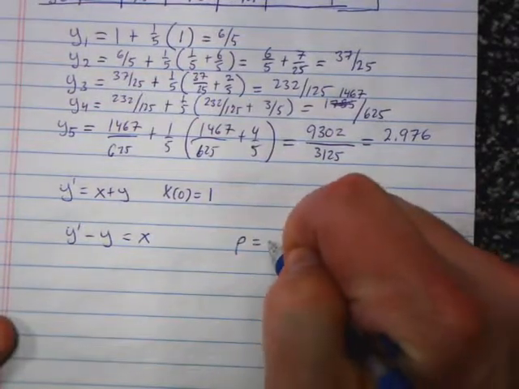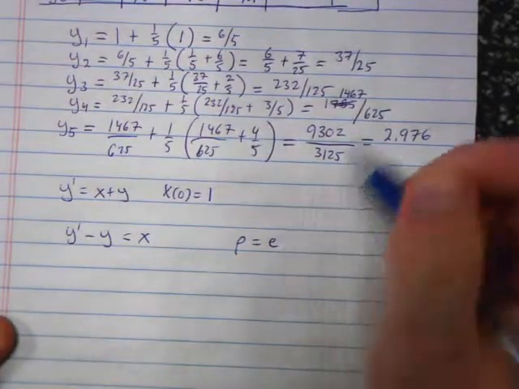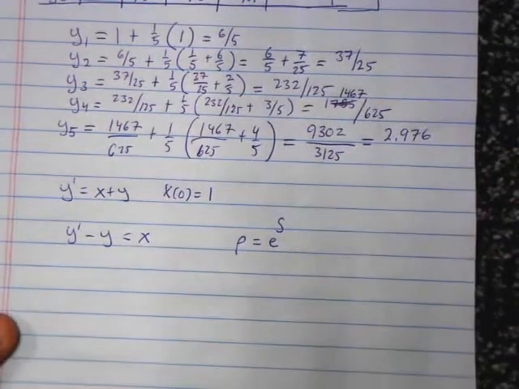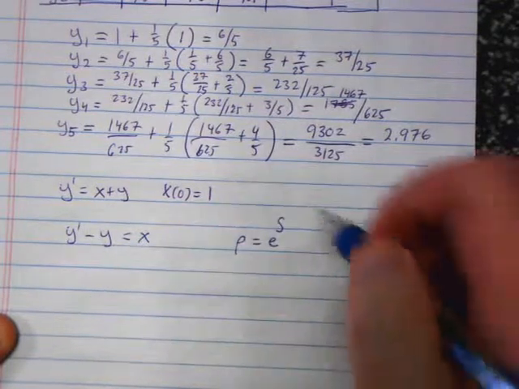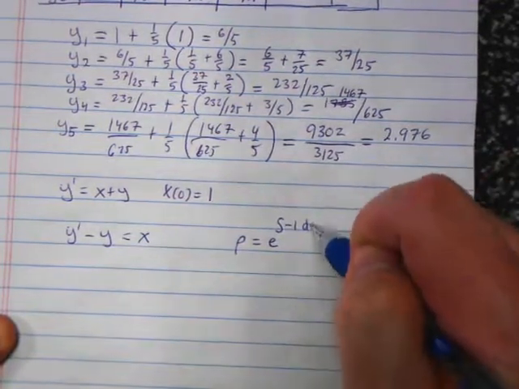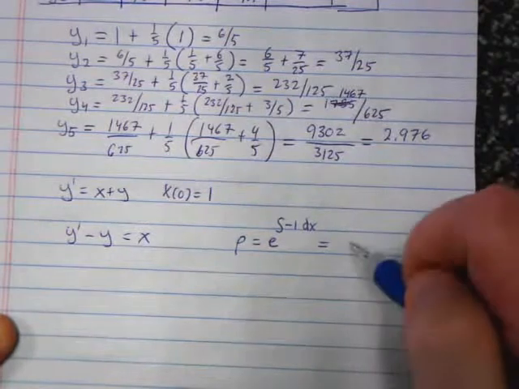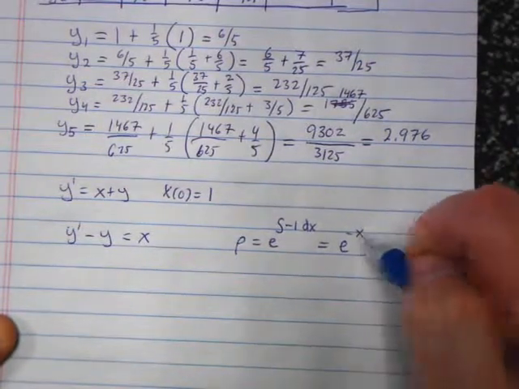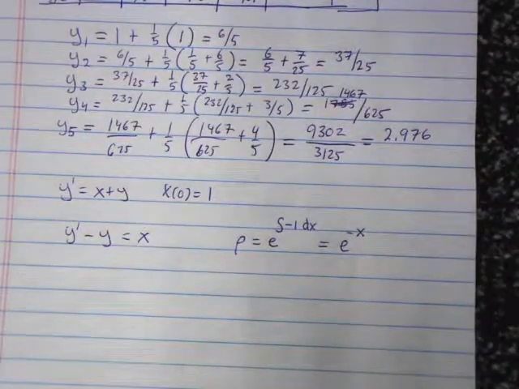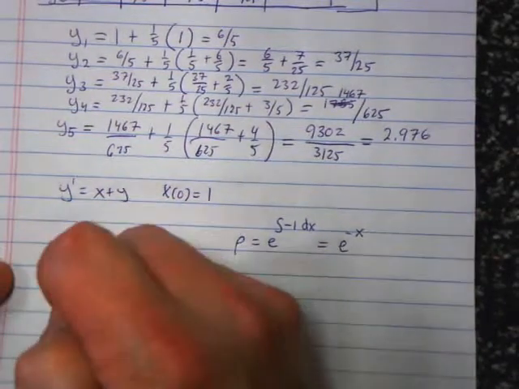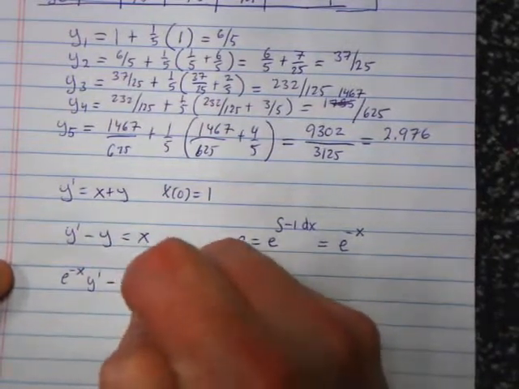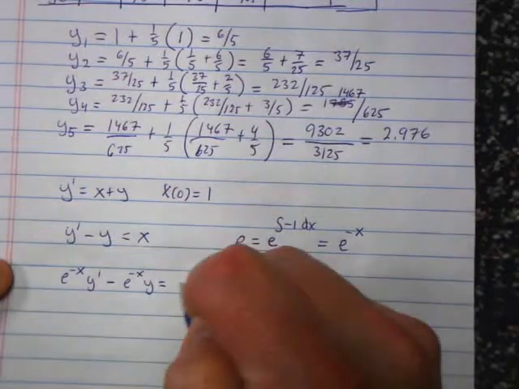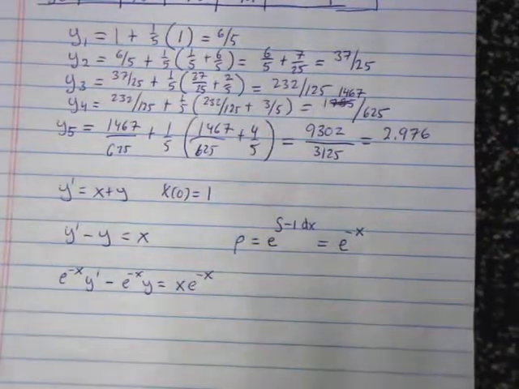Rho equals e to the integral of whatever was right in front of this y right here, which is -1. So that's going to be e to the negative x. And what did we do with that e to the negative x? Multiplied it through. So we're going to have e to the negative x y prime minus e to the negative x y equals x e to the negative x.